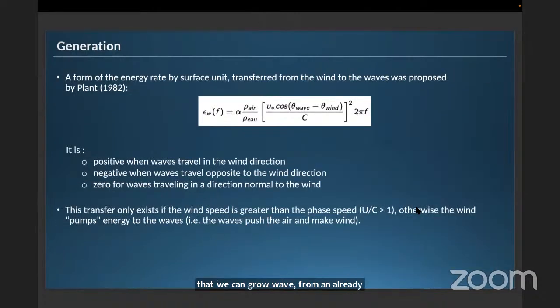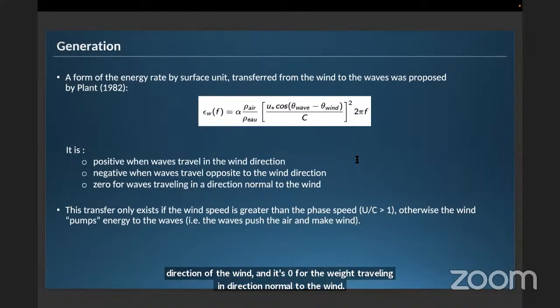This can be translated into a parameterization of the wave growth, and here there is an example of formulation that was proposed, and you can see that it depends obviously on the density of the air and the water, but also on the angle between the wave and the wind. So this term is positive when the waves travel in the wind direction. It's negative when the waves travel in opposite to the direction of the wind, and it's zero for the waves traveling in direction normal to the wind.